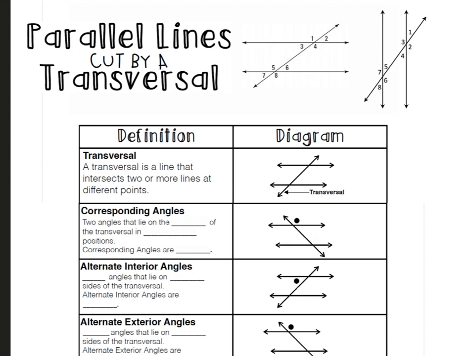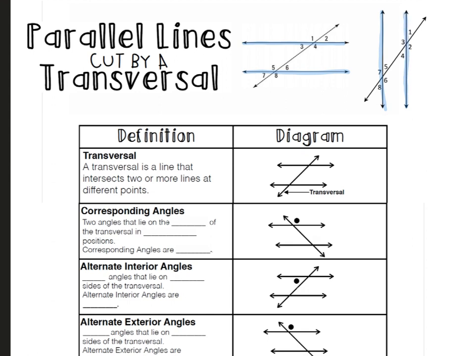So that first part, parallel lines. We know that parallel lines are two lines that exist on the same plane that will never intersect, okay? Right here at the very top, we can see that these two lines are parallel, horizontally parallel. Over here to the right, we have two vertically parallel lines, okay?